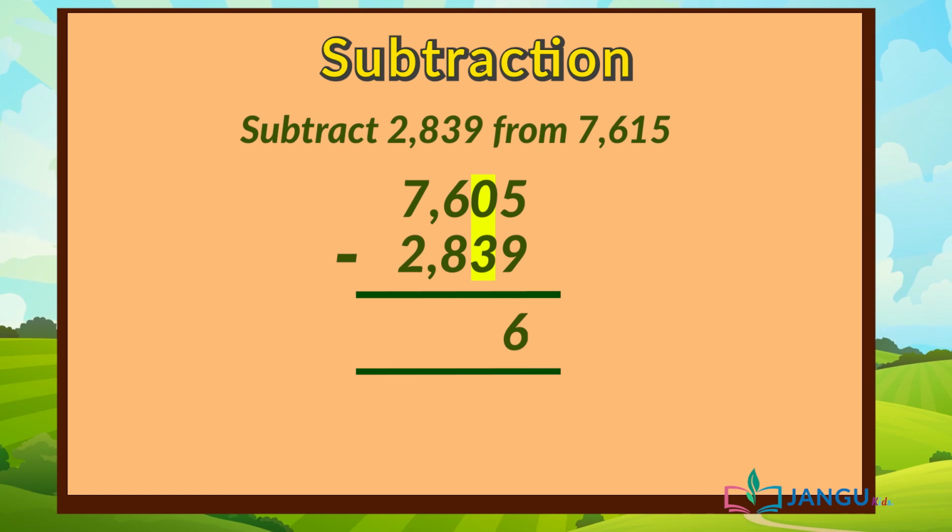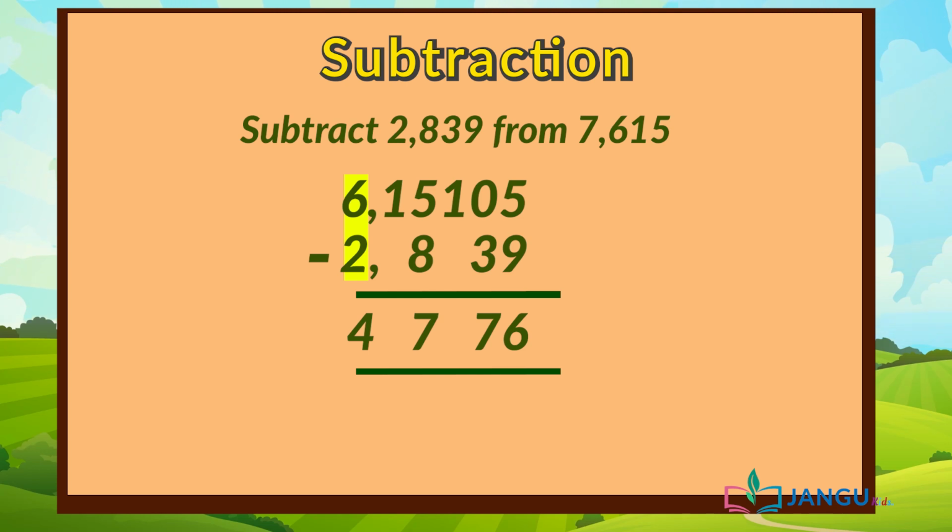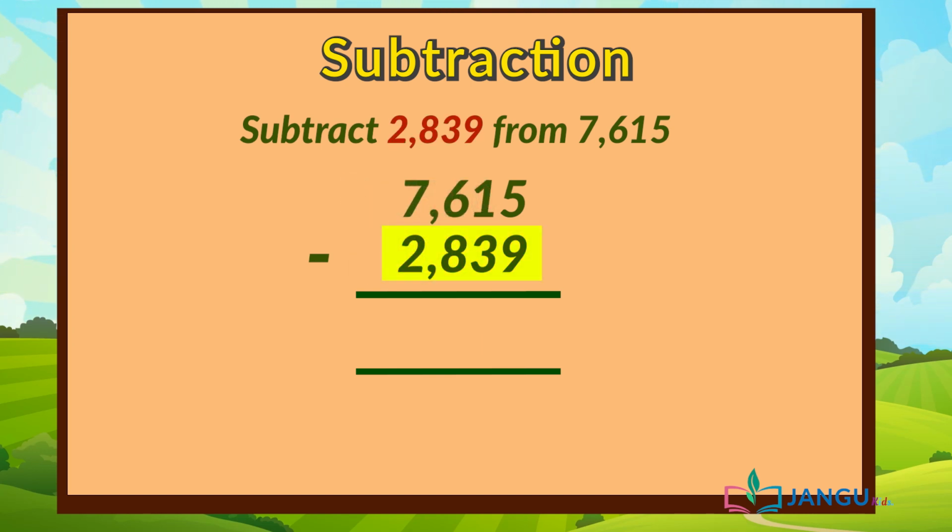The second digit is now 0. 0 minus 3 is not possible, so we borrow 1 from the next digit to make it 10. We have 10 minus 3, which equals 7. Now the third digit is 5 because 1 has been borrowed from 6 earlier. So 5 minus 8 is also not possible. So what we do is we borrow 1 from the next digit, which makes it 15. We say 15 minus 8, which equals 7. The fourth digit is now 6 because you remember we borrowed 1 earlier. So 6 minus 2 equals 4. So now, when you subtract 2,839 from 7,615, you will have 4,776.